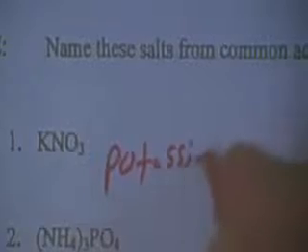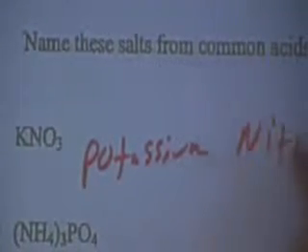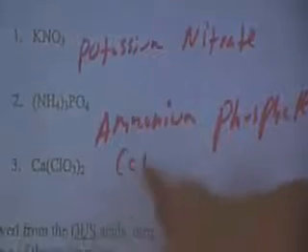Yeah, potassium nitrate. This is what? Ammonium. Ammonium phosphate. Calcium chlorate. Remember, if it was a chlorite, that number would have been a 2. If it was a hypochlorite, that number would have been a 1.